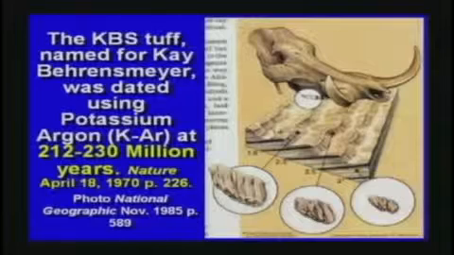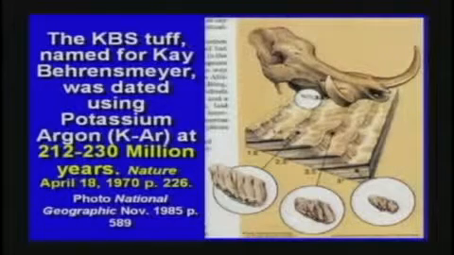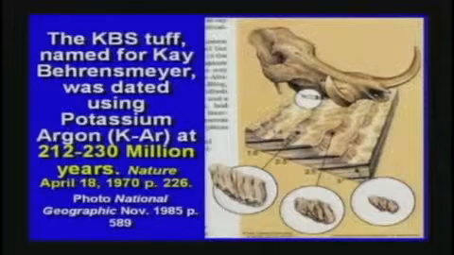Well, they had been dating this layer of ash named after Kay Brenzenmeyer because she did research on it. They said it's 212 to 230 million years old. All the scientists agreed that layer of ash is around 200 million years old, until Richard Leakey came along in 1972, and he's digging around under the KBS tuff, and he finds a perfectly normal human skull.